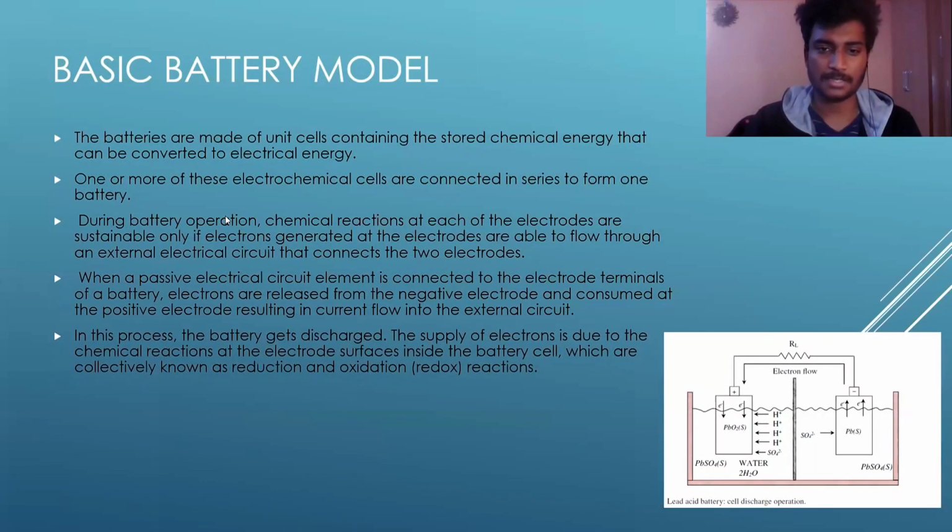When a passive electrical circuit element is connected to the electrode terminals of a battery, electrons are released from the negative electrode and consumed at the positive electrode, resulting in current flow into the external circuit. In this process, the battery gets discharged. The supply of the electrons is due to the chemical reactions at the electrode surfaces inside the battery cell, which are collectively known as reduction and oxidation reactions.